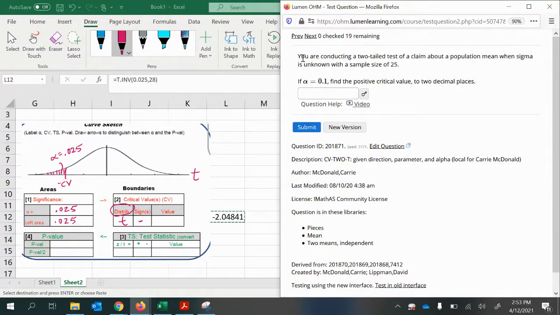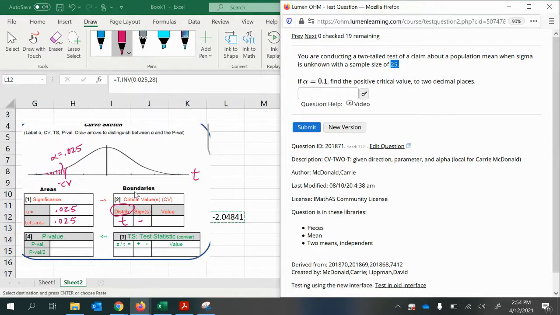All right, here's another one. It says you're conducting a two-tailed test of a claim about a population mean when sigma is unknown with a sample size of 25. Two-tailed test. Okay, now that does change something because last time we were doing a left-tailed test. We're still doing a claim about a population mean. And here again, we see that sigma is unknown. So we're still doing a t-score. So the only real difference here is that we have 2 tails for our claim. And of course, the number on our alpha and our sample size has changed. But we're going to approach this the same way.